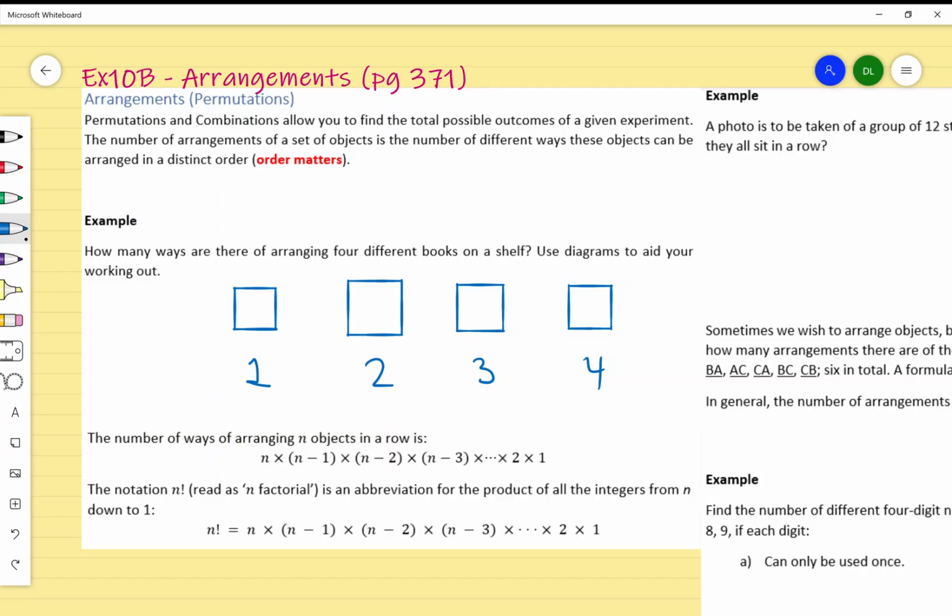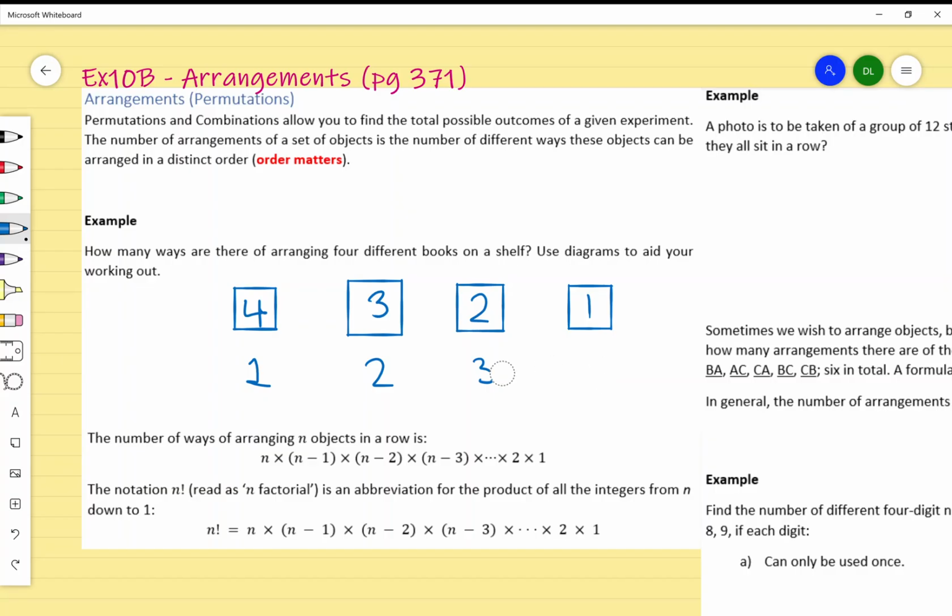If the order didn't matter, there's only one way of putting the books onto the shelf. But in this situation, we are arranging 4 different books on the shelf, so we have to figure out how to do that. To do that, I like to go from left to right and say, okay, the first box, first space, there's 4 different options for books we can put down. There's 3 different options for the second spot. There's 2 different options for the third spot, and there's only 1 option for the last one.